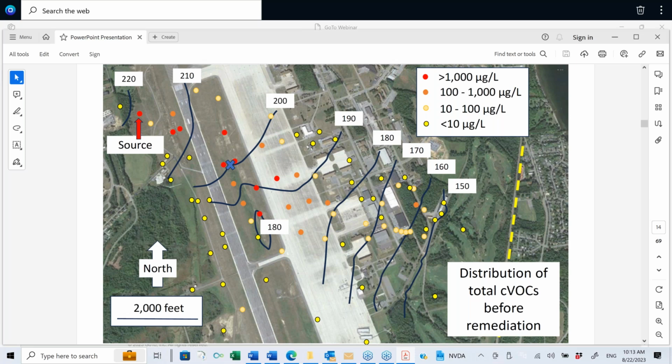And then the orange dots is 1 log lower. The tan dots is 2 logs lower. And the yellow dots are couldn't detect it. And so the plume occupies a surface area extending roughly a mile down gradient from the source, moving underneath airport infrastructure, airbase infrastructure at the facility.